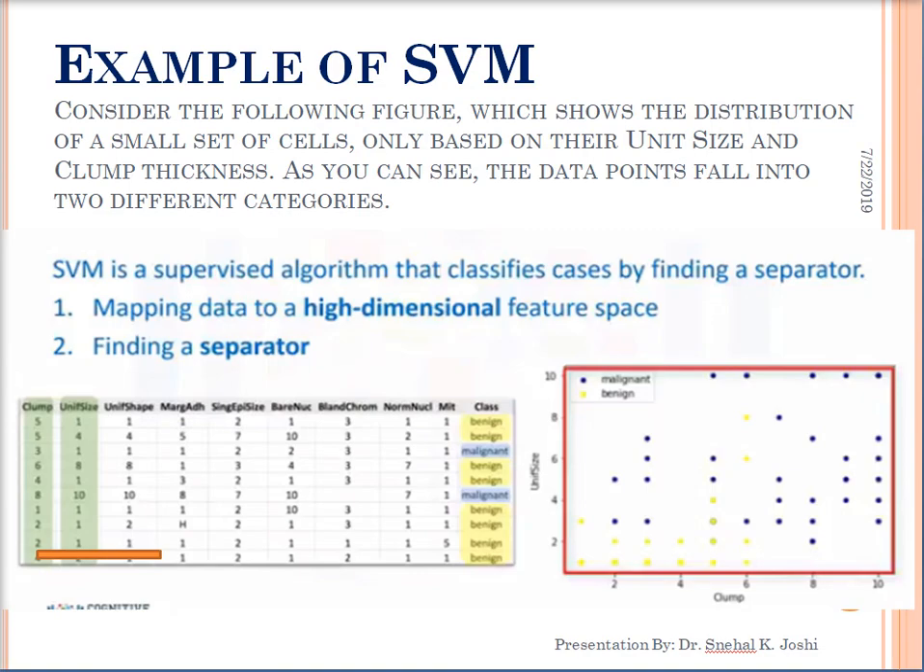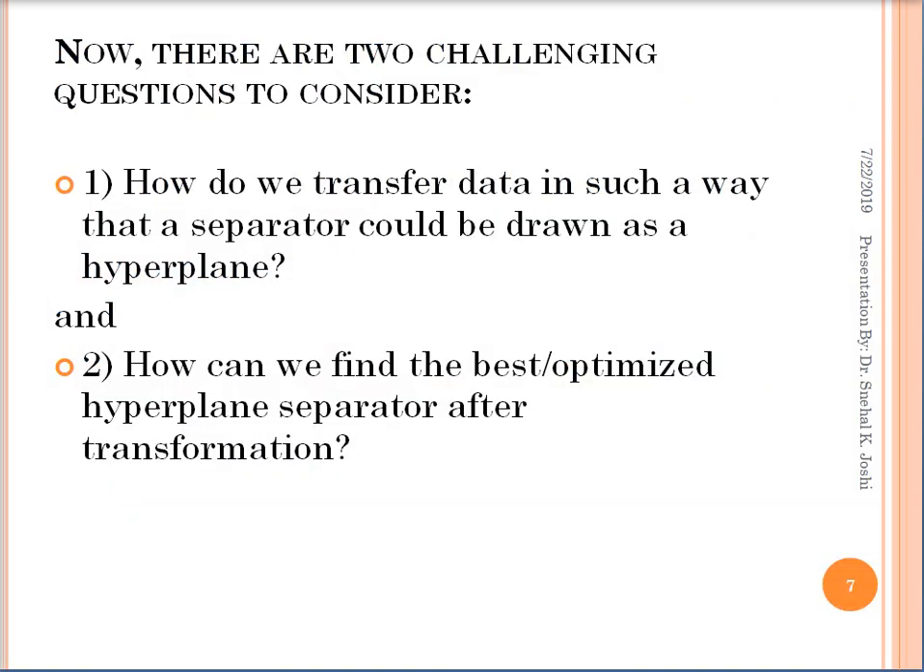Okay, let us go ahead. Now, there are two challenging questions to consider. First one is, how do we transform the data in such a way that we can have a separator as a hyperplane? And the second obvious question is, how can we find the best or optimized hyperplane separator after this particular transformation?